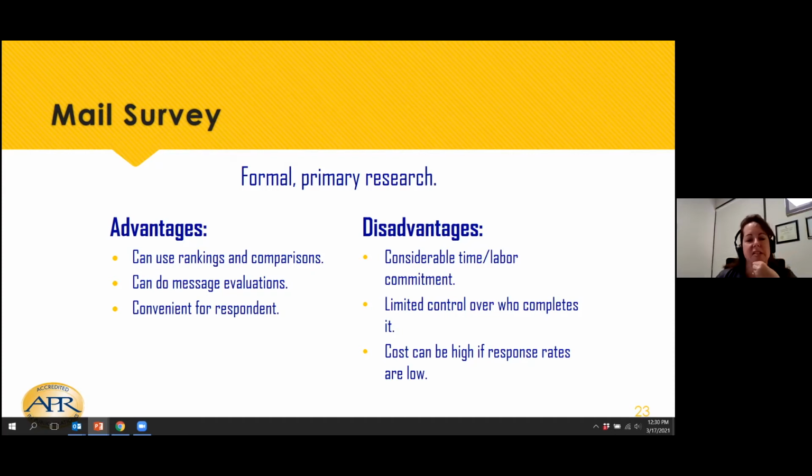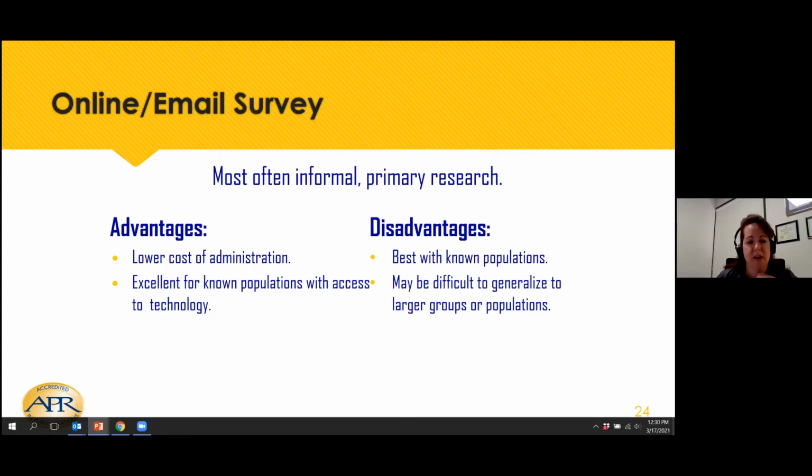Some of the disadvantages: time, labor, commitment. You've got to open all those envelopes and type the data into an Excel sheet or however you're going to calculate it. There's limited control, as Jay said, over who completes it. Maybe someone in the household who was not part of the experience might complete it. And costs can be high if response rates are low. So you're looking at the printing, the mailing it back, and the time involved in an actual mail survey. Whereas an online email survey has lower costs of administration.